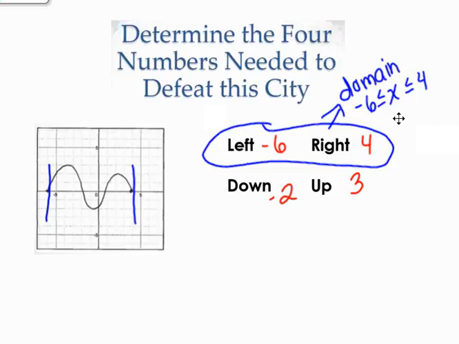Another way to write that is an interval notation. The lowest x value I have is -6. The highest x value I have is 4.